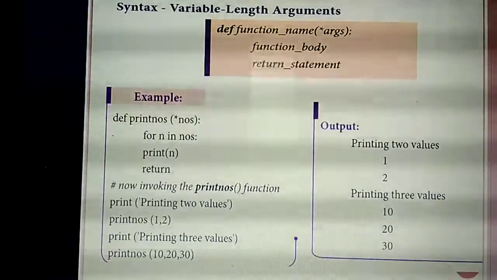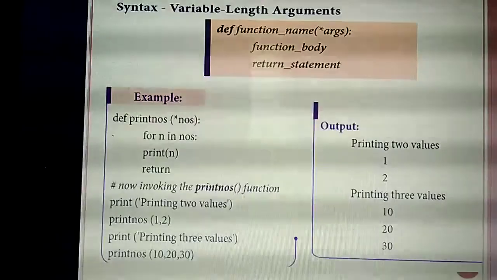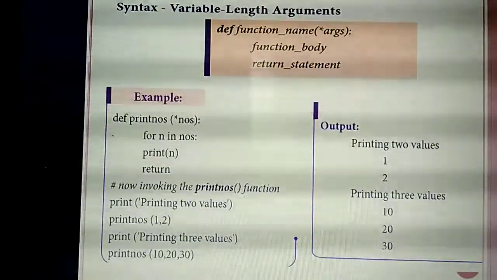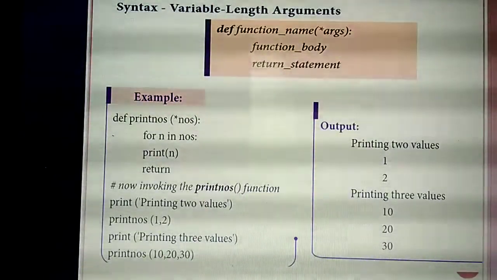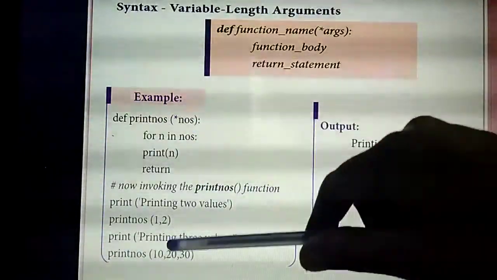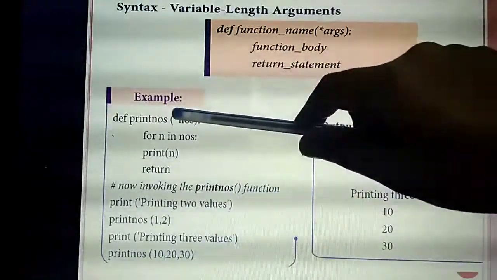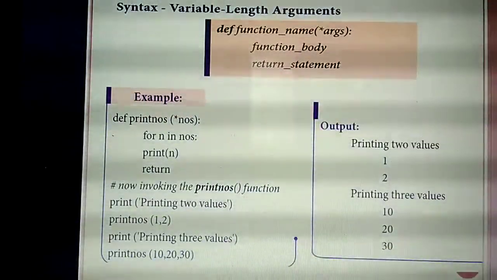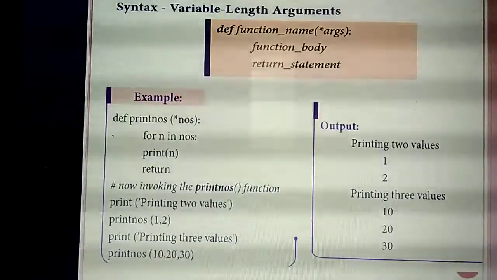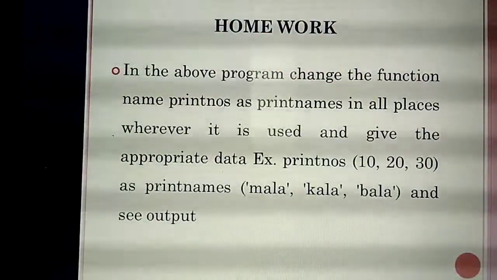Understand? So like this, when you need to print 3 or 4 or 5 or 6 values, at that time which kind of argument will you use? Variable length argument. Okay. So the main thing is you need to give the asterisk symbol in the place of the argument. Again you need to call the function name. What's the meaning of asterisk? You are able to give any number of values inside this. Okay. Understand? Yes. Okay.